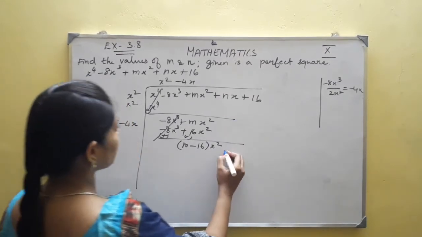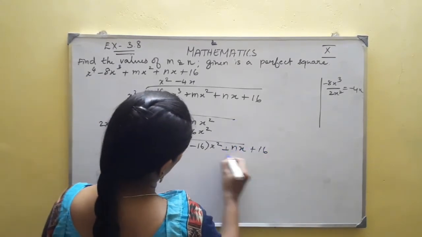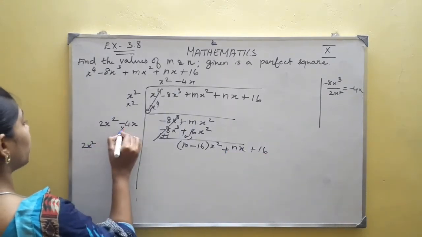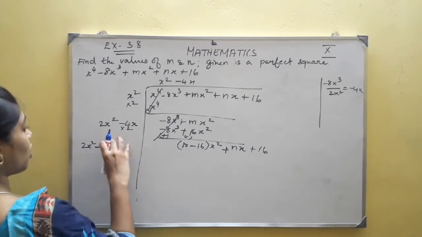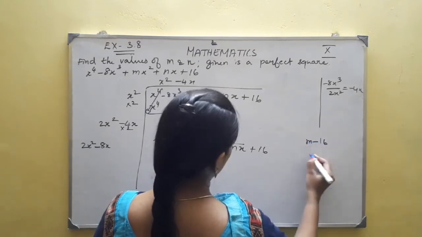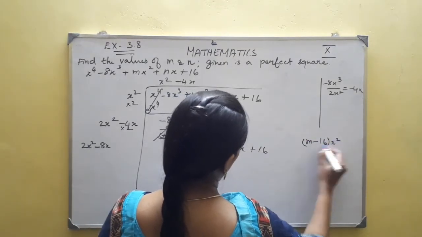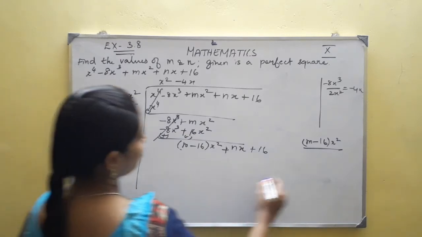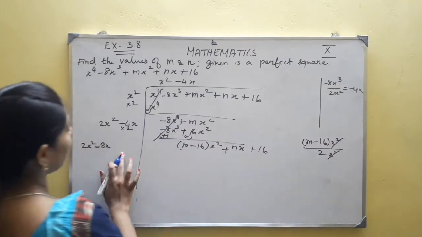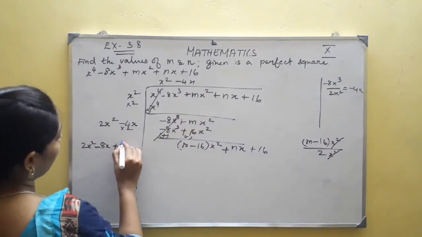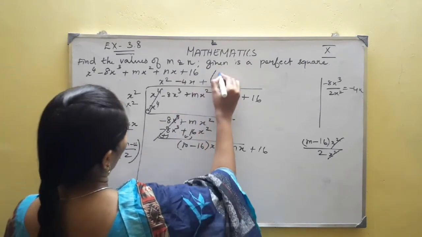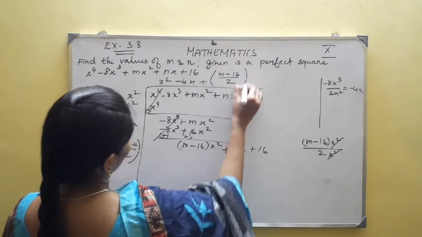Now bring two more terms to the third step. Okay, so what's supposed to come here? Three terms, no? 2x square, multiply this by 2, minus 8x. What do I want to write here? Now consider this part, m minus 16 into x square divided by 2x square. So this x square gets cancelled. This is supposed to become here and here. So write m minus 16 by 2 and here m minus 16 by 2.